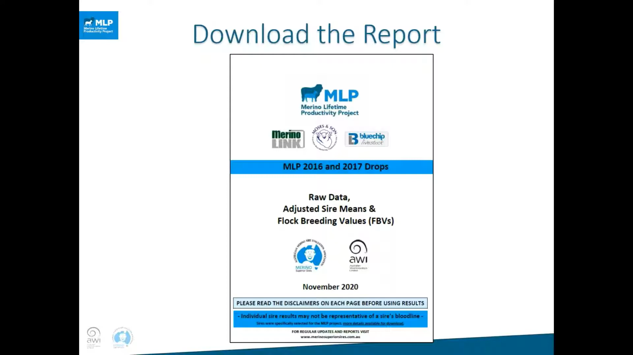Just remember as we go through this and look at these results that the sires are chosen to be as diverse as possible, and we're comparing different types of merinos against each other for a range of different traits. So individual sires do not represent the average of their stud, they're just the results from progeny of individual rams.